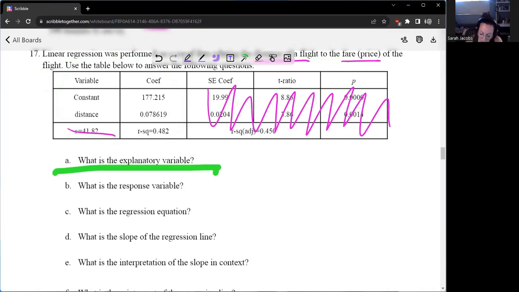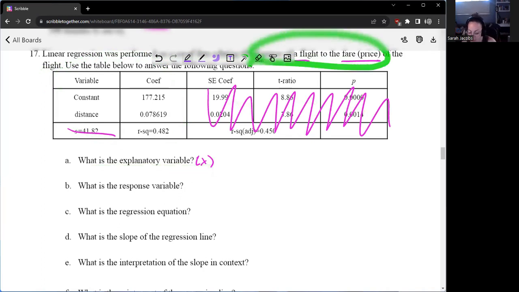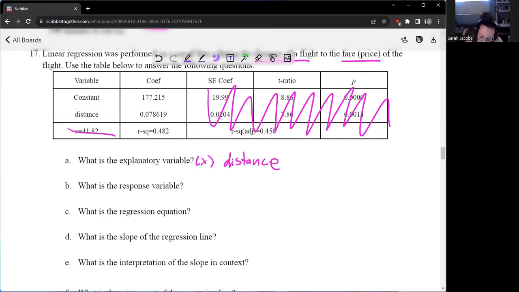Second, what is the explanatory variable? We can think about this as our X, our input. You want to think about the two things you're relating, distance of a flight to the price. It's more logical that the distance of the flight is going to affect the price rather than vice versa. You don't typically say, okay, I have $500 to spend on a plane ticket, how far can I go? It's usually the opposite. The other place to check is if it's listed, distance is our explanatory variable, which means the response, or the Y, is the price.